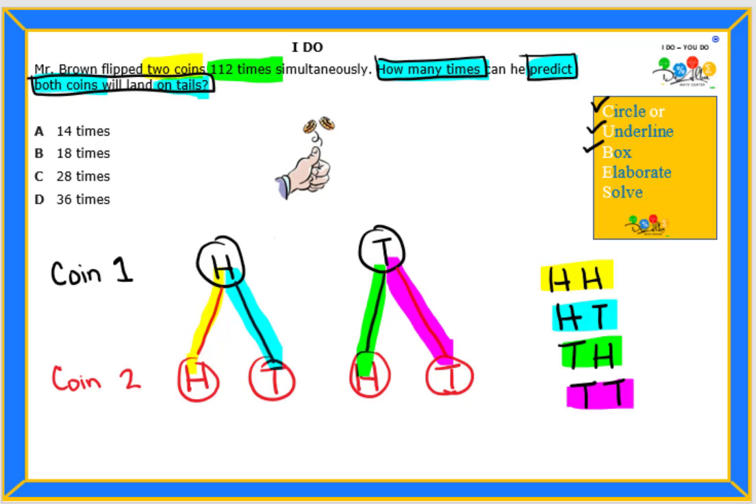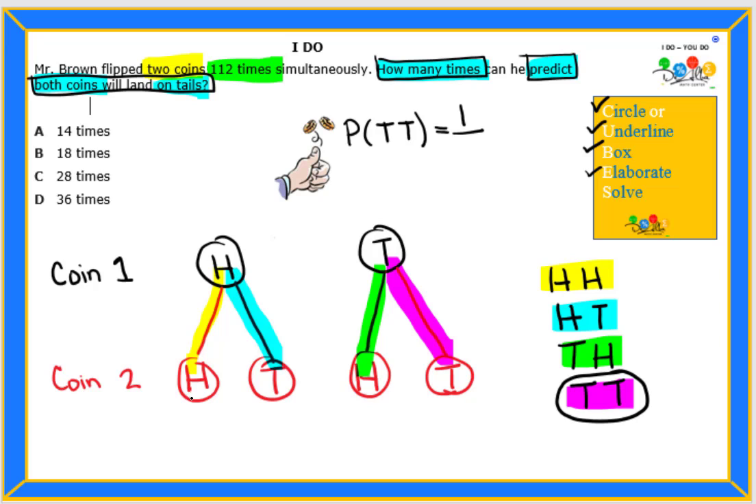So we elaborated, and now we are ready to solve. So remember that they asked us for both coins to land on tails. So if we look at our tree diagram or we look at the list, landing on two tails, tails, tails, there is only one where they both land on tails. So the probability of landing on tails, tails is just one out of, there were 4 possible.